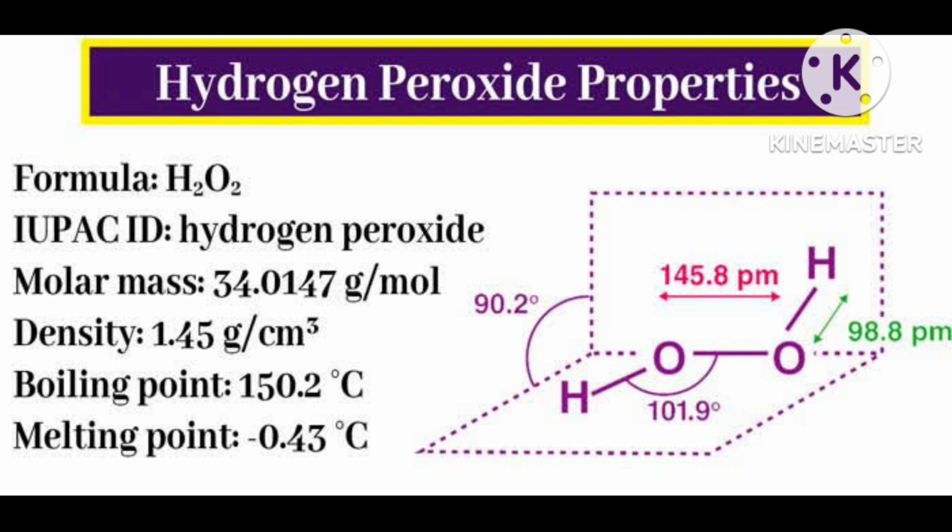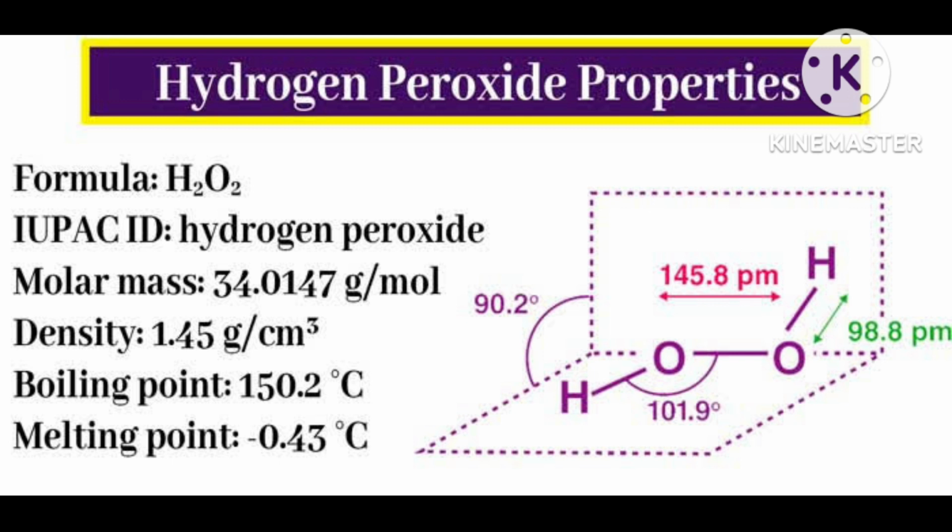The density of peroxide in solid state at 268.5 Kelvin is 1.64 gram per cc, and in liquid state at 298 Kelvin it is 1.44 gram per cc, slightly less than solid.